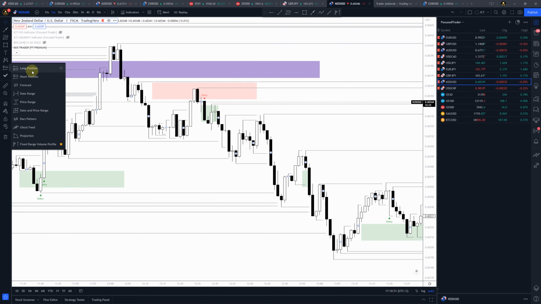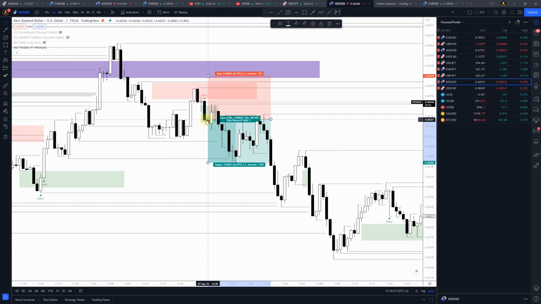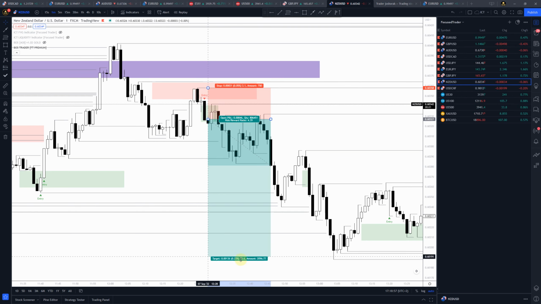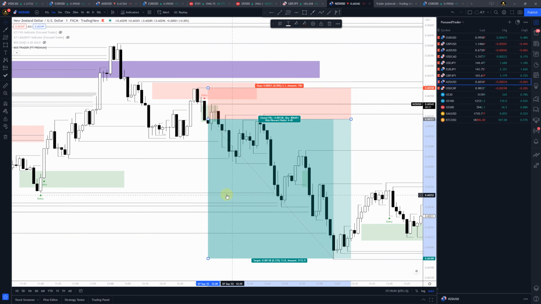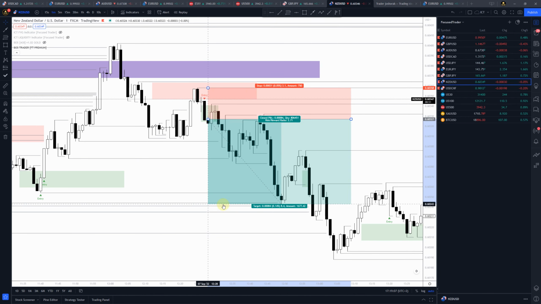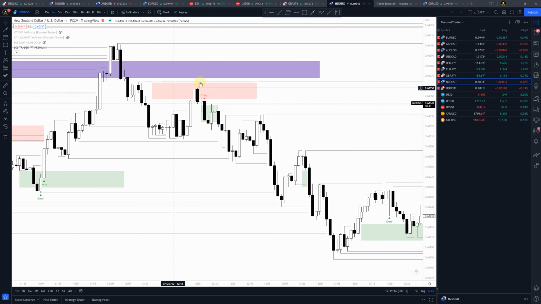Let me just try to place a short here, stop above this high, and we could get something like this. And if we use liquidity as a target, you see that there is a lot of liquidity here, so we will probably get something like a 2.7 risk reward ratio for sure, because we will be waiting for the market to grab this liquidity.